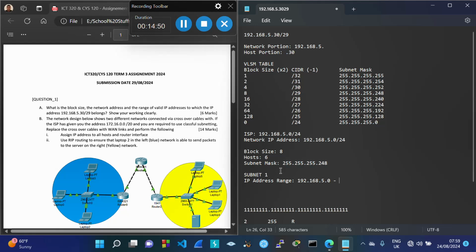Now since our block size is 8, we say 8 plus 0, which is giving us 8. But because we need to have a broadcast address, we say minus 1 to have a 7. So let me just explain something here. Since a block size will help us know the number of hosts we can accommodate, which is 6.